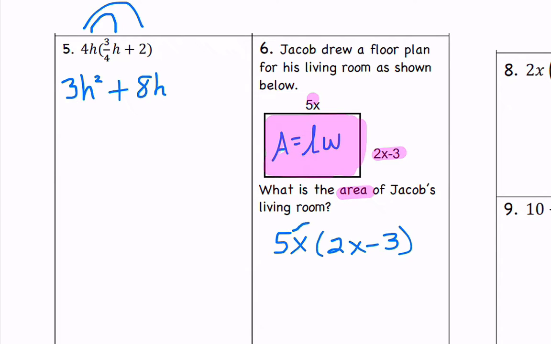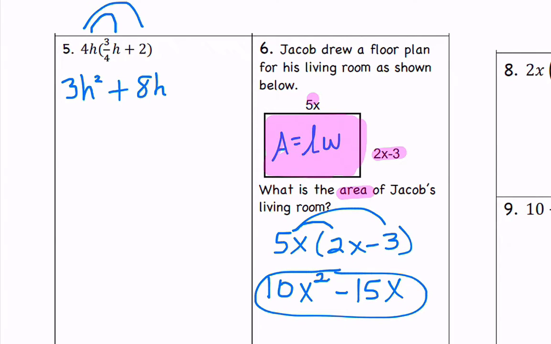So I'm going to take this 5x and multiply it by 2x. There's a lot going on, so let's do numbers first. 5 times 2 is 10. And then worry about your variables. x times x is x squared. Now I'm going to take this 5x and multiply it by negative 3. 5x times negative 3 is a negative 15x. This is as far as we can go because one says x squared, one says x. Those are not like terms, so I cannot combine.